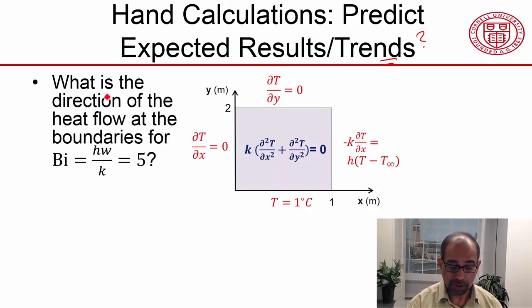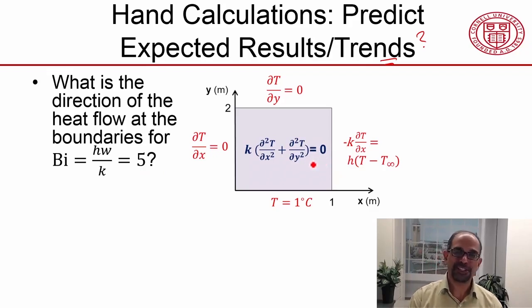One thing we can work out is what is the direction of the heat flow at the boundaries. And you can do this for any heat transfer problem. And in our case, the Biot number is 5. We have W equal to 1 and K equal to 1. So essentially, we are setting the convection coefficient H to be 5. And you're going to get significant convection between the block and the fluid.